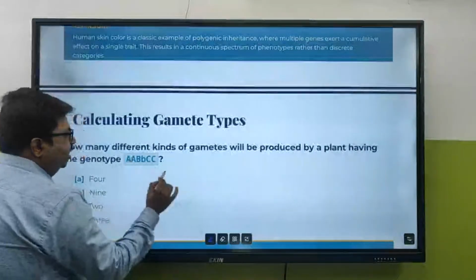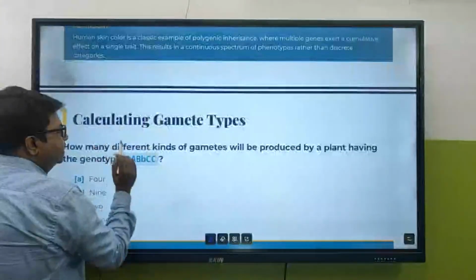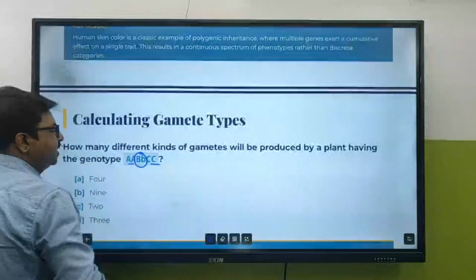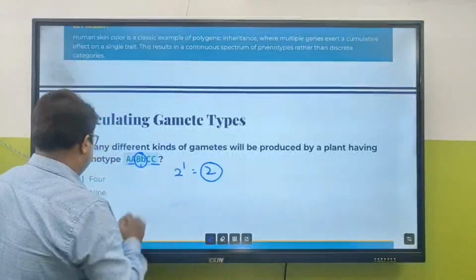Yes. You have to consider what? Only the heterozygous. You cannot consider the homozygous. You have to only consider the heterozygous. So heterozygous means only 1. So 2 to 1 is equal to 2. What is the answer?